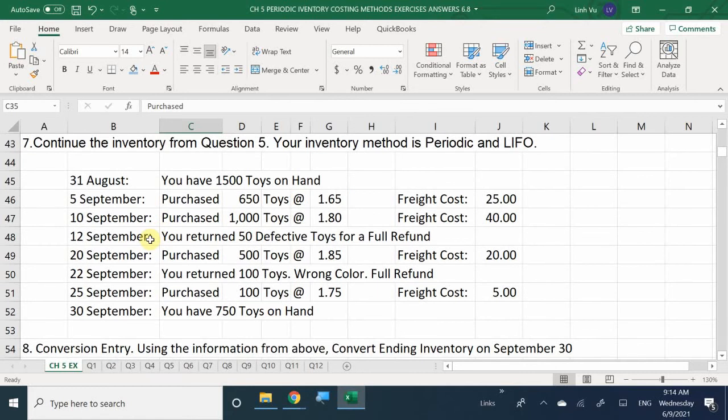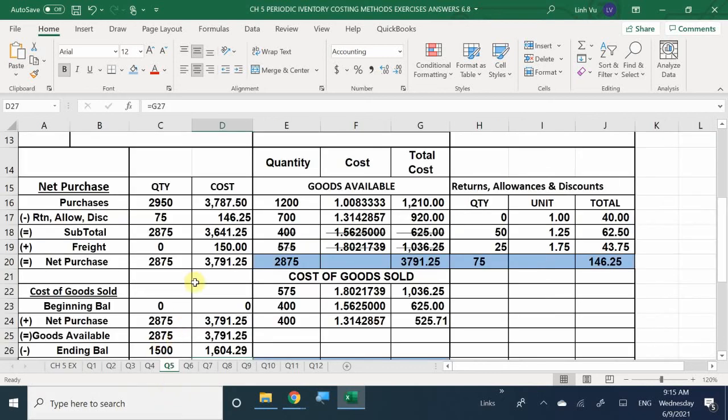Question number 7 says we're going to be continuing the inventory from question number 5. Our inventory method is periodic and it is still LIFO. But here's a key thing we should know: on August 31st, we had a total of 1,500 toys on hand, exactly what we solved in question 5. We're going to transfer the 1,500 units over into our new inventory worksheet.